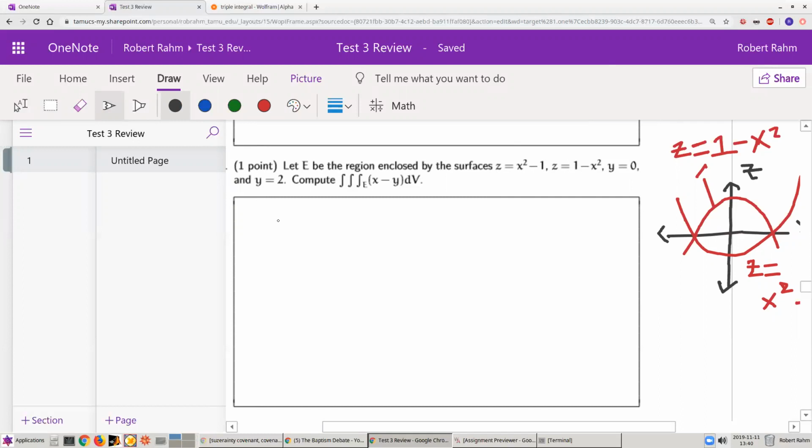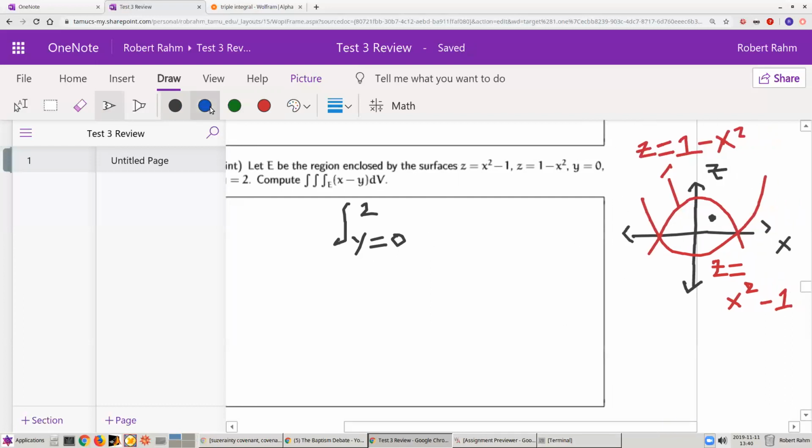Like I said, graph this in GeoGebra. So this tells us that for any fixed value of x and z in the xz plane, y is going to go from 0 to 2. In this problem, the y-axis is the one coming out of the screen. So this is going to be y equals 0 to 2. Now we need to figure out the bounds in the xz plane. We'll integrate with respect to z first.